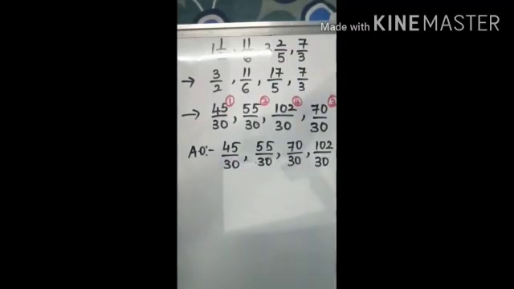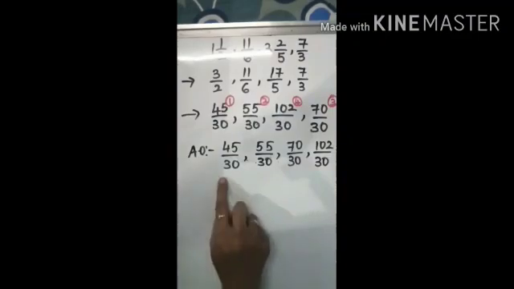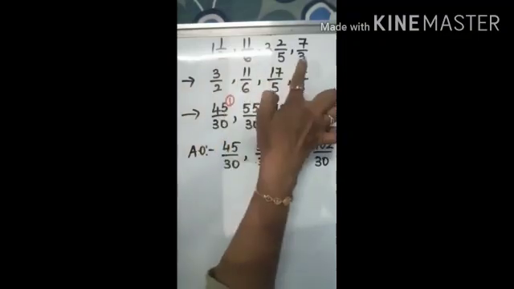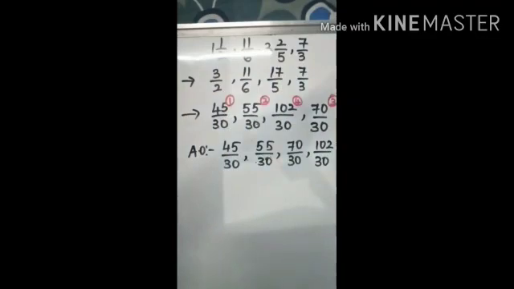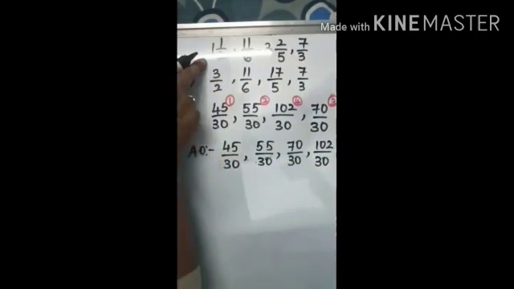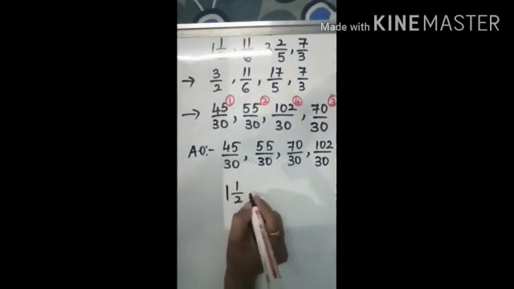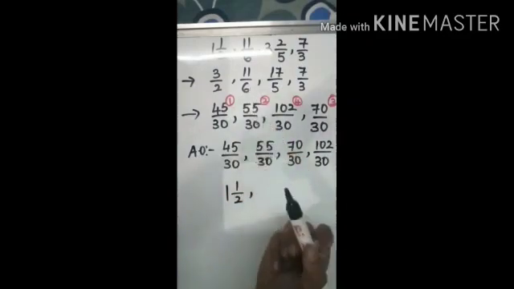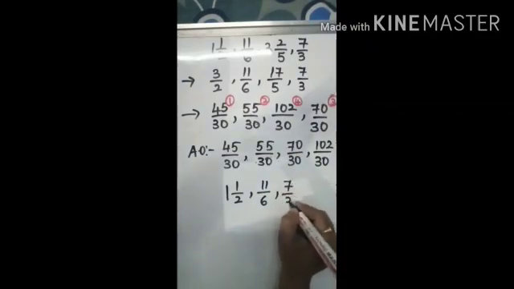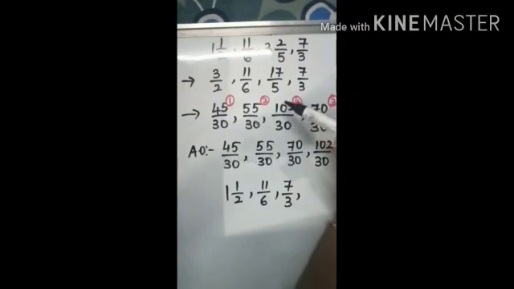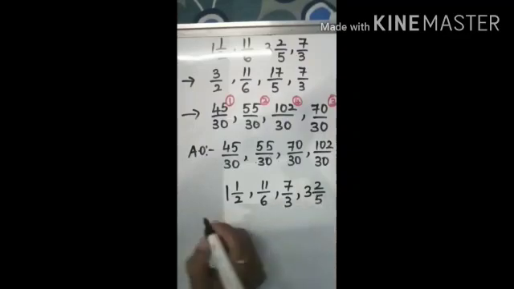Now, did the question ask us to arrange these in ascending order? Yes, we have to arrange the given fractions in ascending order. Now, 45 by 30 is nothing but 3 by 2, that is 1 1 by 2. Next, 55 by 30 is nothing but 11 by 6. 70 by 30 is nothing but 7 by 3. And the last one, 102 by 30, is nothing but the third one, that is 3 2 by 5. So this is the required ascending order arrangement.